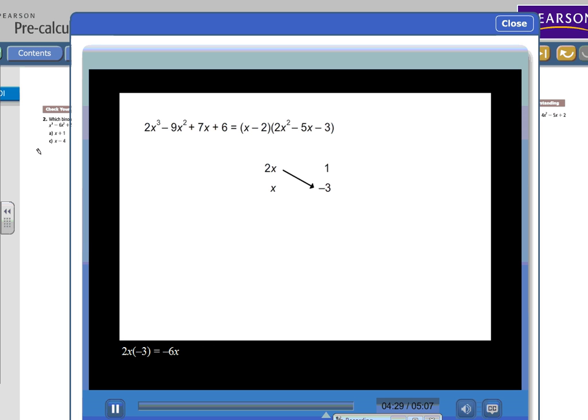2x times negative 3 is negative 6x. X times 1 is x. Negative 6x plus x is negative 5x. That's the sum I'm looking for. So, the factors of 2x squared minus 5x minus 3 are 2x plus 1 and x minus 3. So, 2x cubed minus 9x squared plus 7x plus 6 equals x minus 2 times 2x plus 1 times x minus 3.